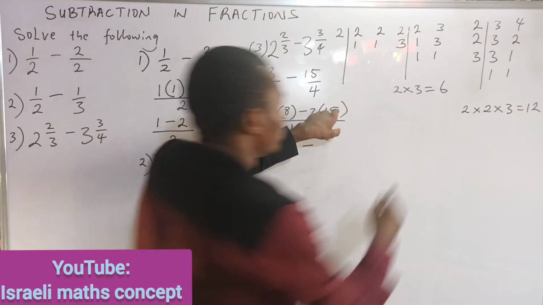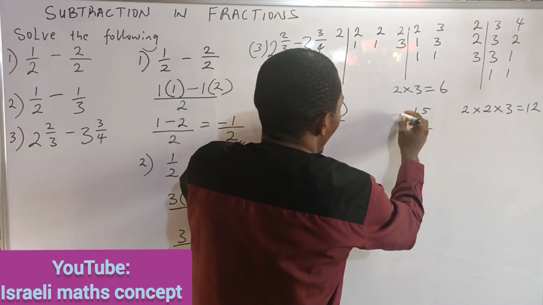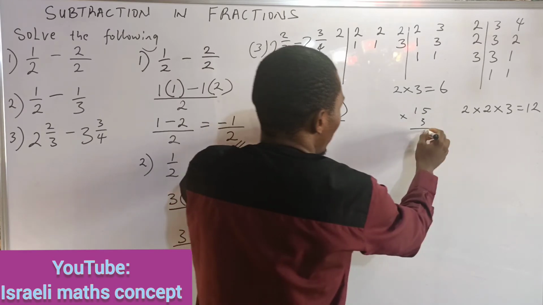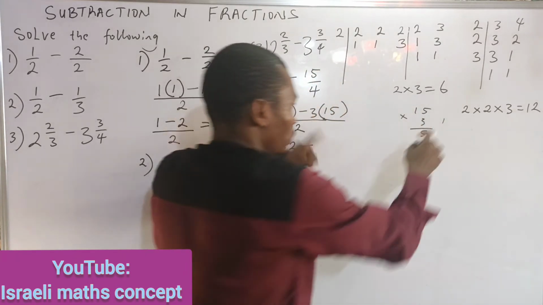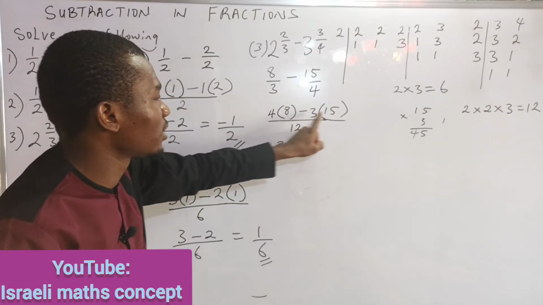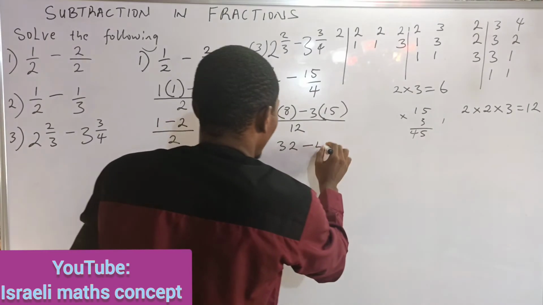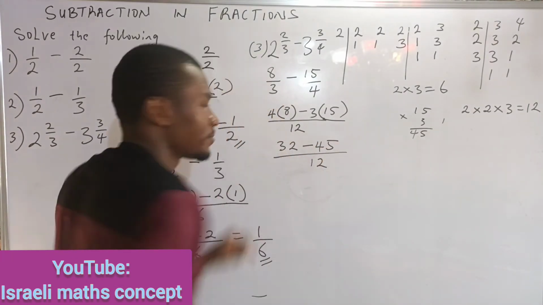Very simple. This is your 15 multiplied by 3. 3 times 5 is 15. You write 5, borrow 1. 3 times 1 is 3 plus this 1, you have 4. So automatically, 3 times 15 will give us 45. Then all over your 12.